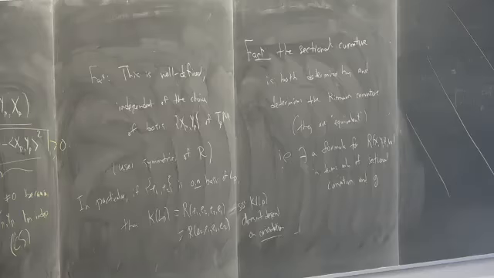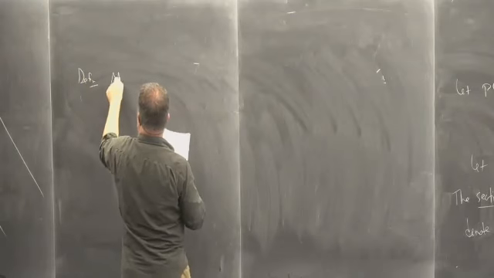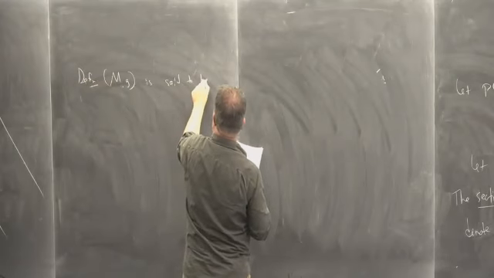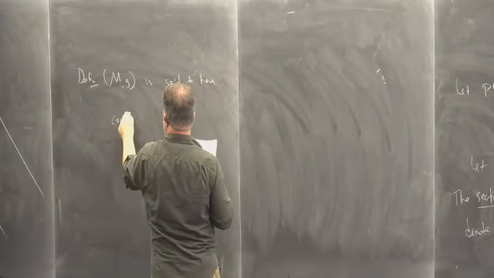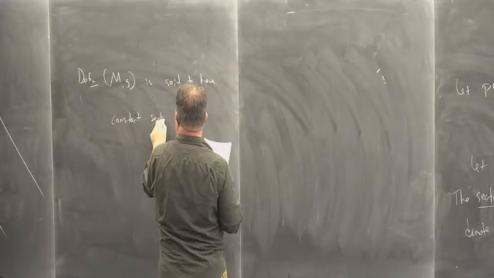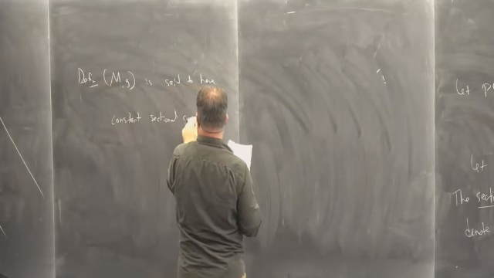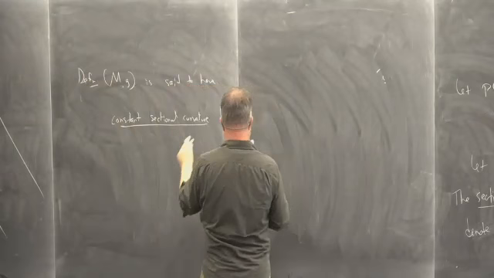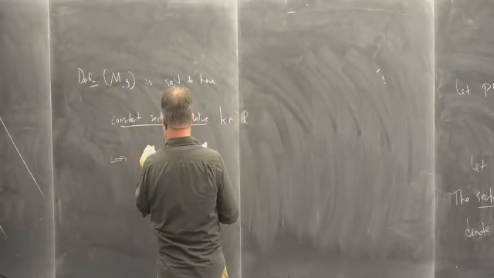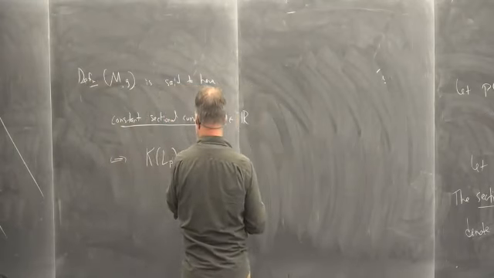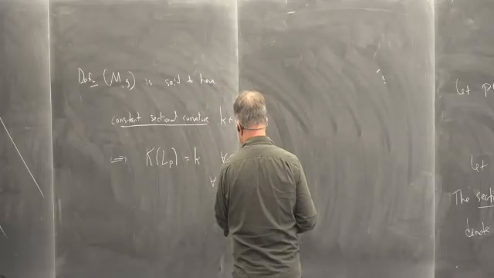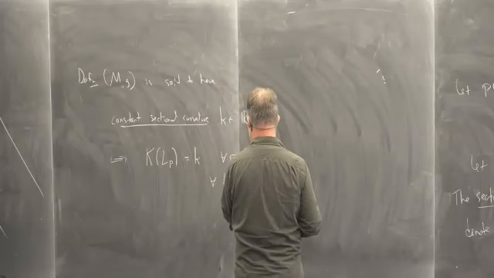Okay, so that's the fact. So let's make a definition. (M, g) is said to have constant sectional curvature little k, which is a real number, if and only if the sectional curvature is equal to little k for all points in M and for all two-dimensional subspaces of T_pM.